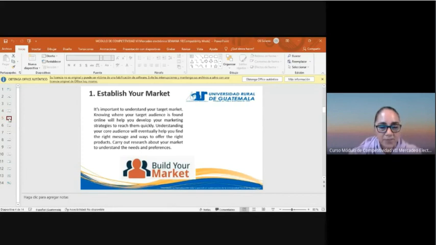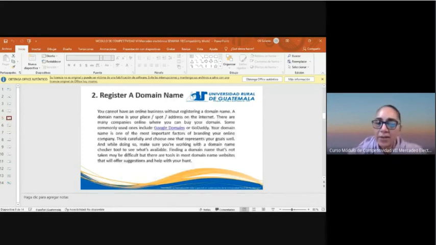Number two, today we want to learn how to register a domain name, because it's important that you can get online and you can get all this information and your customer can find you really fast. You cannot have an online business without registering a domain name. The famous or the easier way, and that has no cost, is GoDaddy. And we're going to learn about that today also.